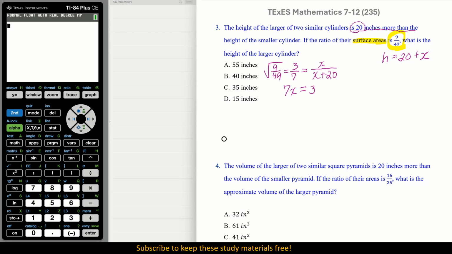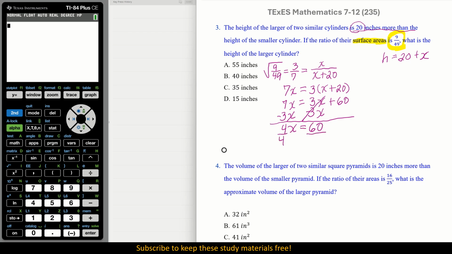7x equals the 3 times the x plus 20. Now we need to distribute. 7x equals 3x plus the 60. See, I distributed my 3 properly. Okay, now what do I need to do? Well, follow through with my algebra. Minus 3x on both sides. Okay, this cancels out. And then I have 4x equals the 60.